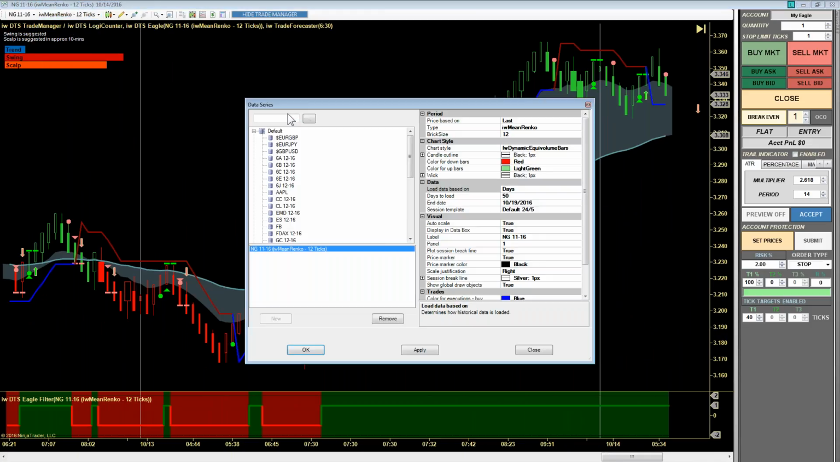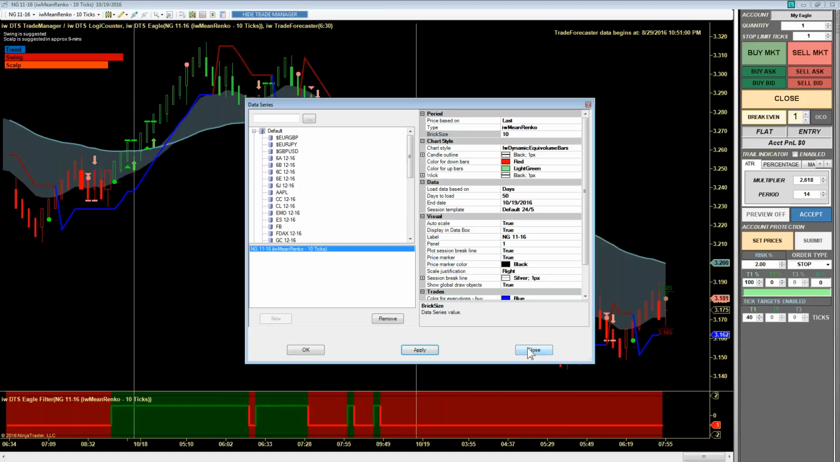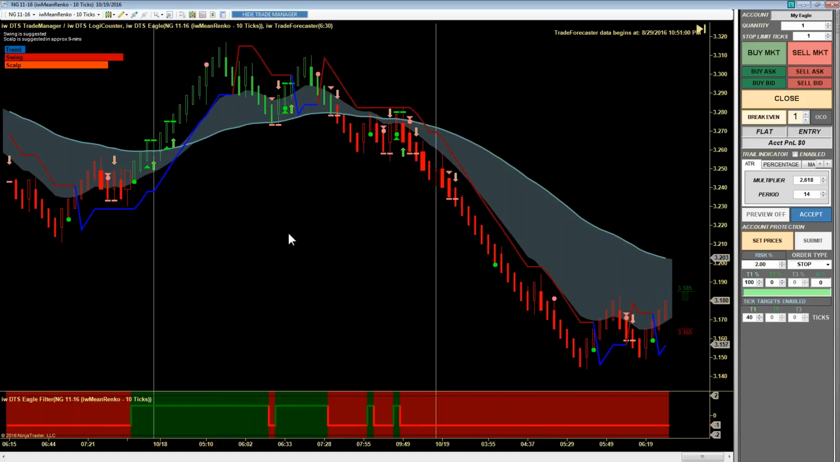So I'm going to dial down the brick size a little bit on this one. And, you know, not to worry. If you ever have difficulty with that, you can just write us and we can help you out. But don't be surprised when we tell you the default brick sizes work for almost all the markets.